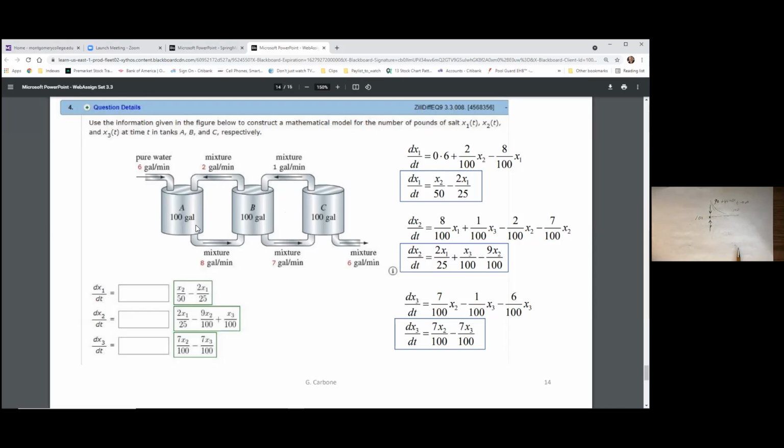And then what's coming out, see the minus sign here. Make sure that when it's coming out, you want to have a minus sign. When it's going in, you want to have a plus sign. So with tank A, we got this mixture of 100 gallons and it's going out. That's why there's the minus sign. And it's coming out of A. That's why we have X1. Did I answer your question? All right, yeah. Okay.